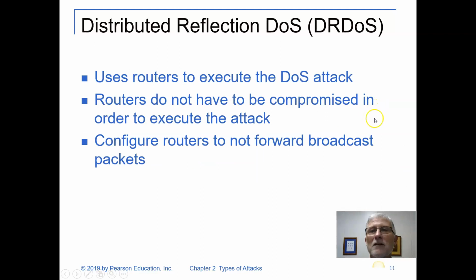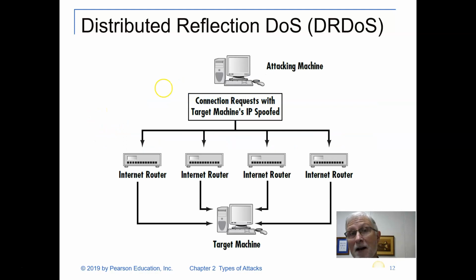There's a distributed reflection DOS. Now it uses other routers to try to execute that DOS. What happens when I send a broadcast message is that I'm still looking for information and I have to broadcast that to other devices. Well, I can prevent somebody from using my router to spread this denial of service attack. I just make sure I don't forward my broadcast packets. Most of your routers don't do that, but you just have to make sure the router you're using is configured to not forward that.